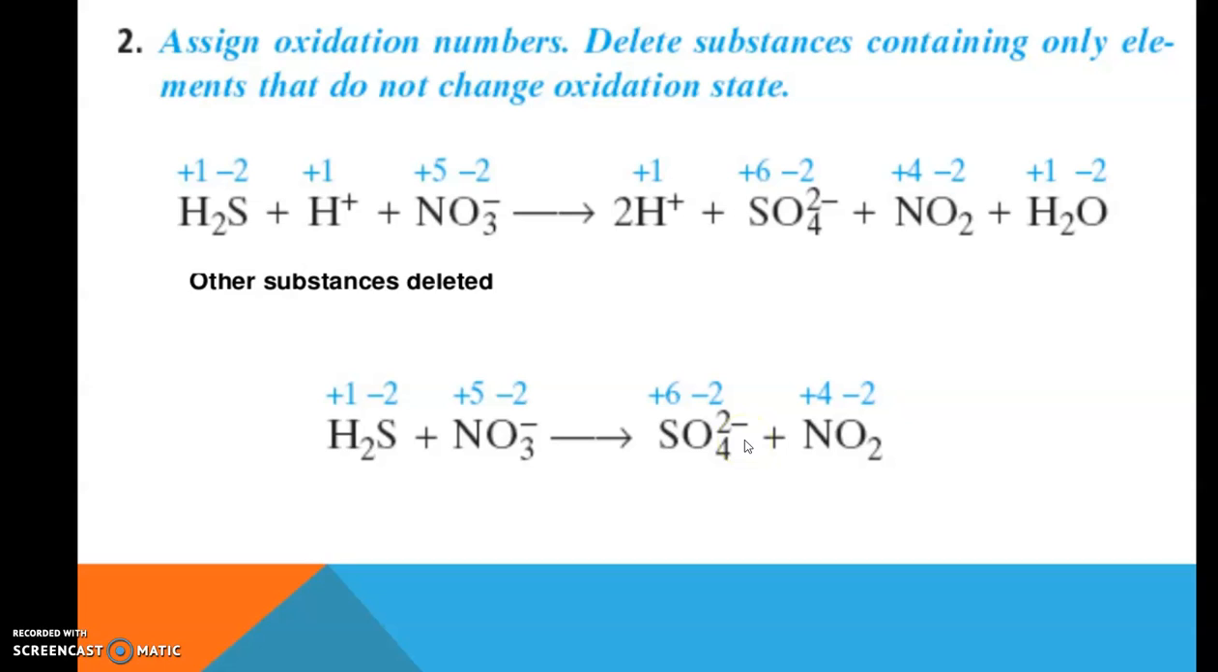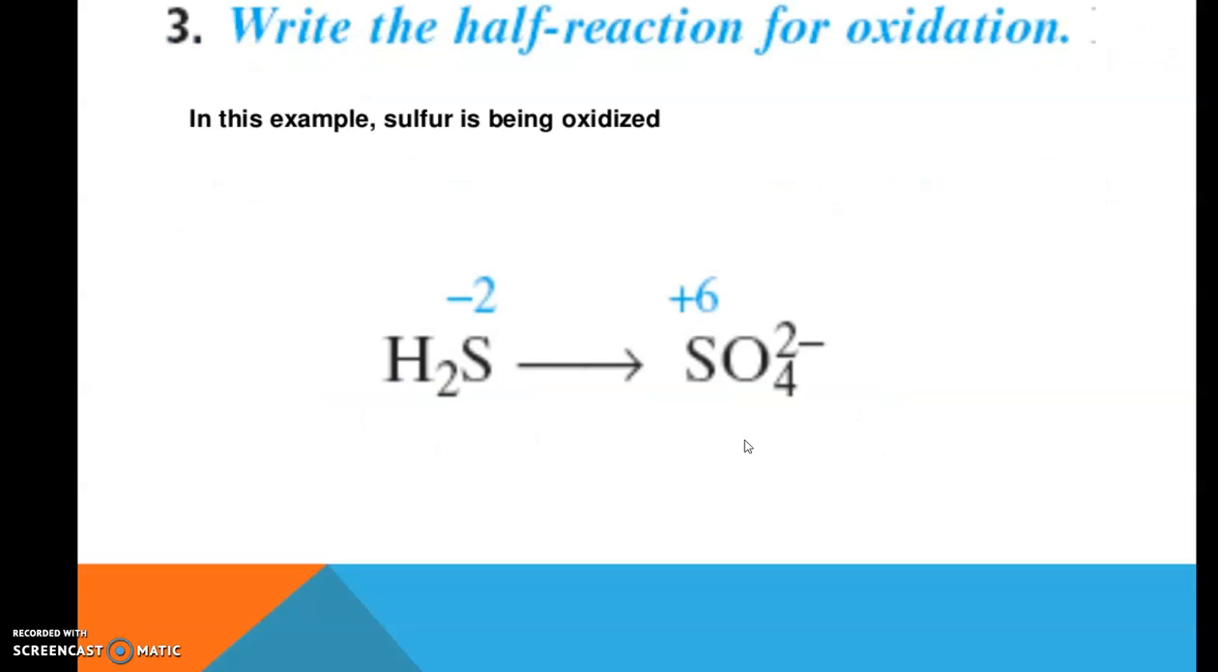Then this side also we have to include those things. So we can eliminate H plus and H2O. Okay. So whatever has changed, all those things we have to write. Other substances we can delete.